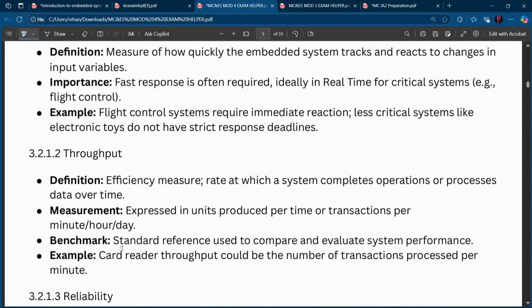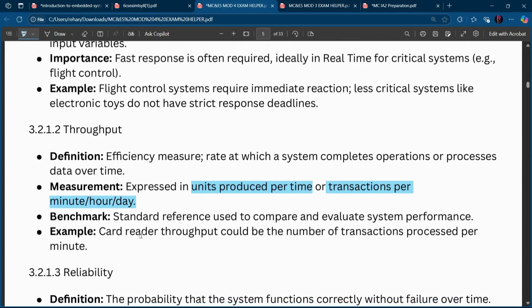Throughput: efficiency measures the rate at which a system completes operations or processes data over a time. Measurement is expressed in units produced per time, or transactions per minute, hour, or day. Benchmarks: standard references used to compare and evaluate system performance. For example, card reader throughput could be the number of transactions processed per minute.